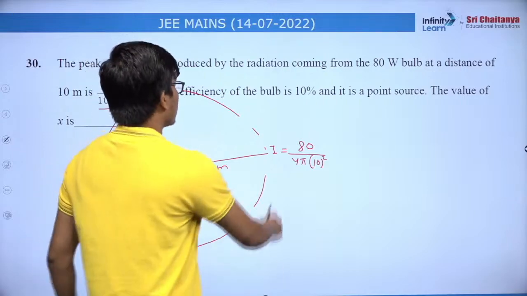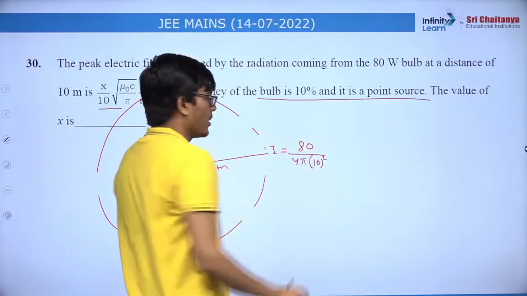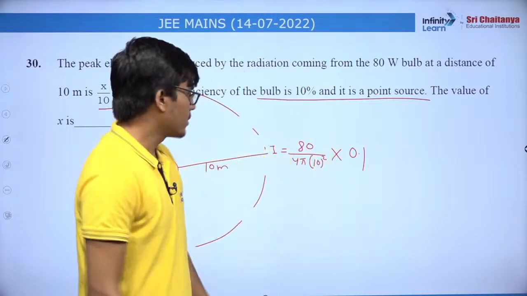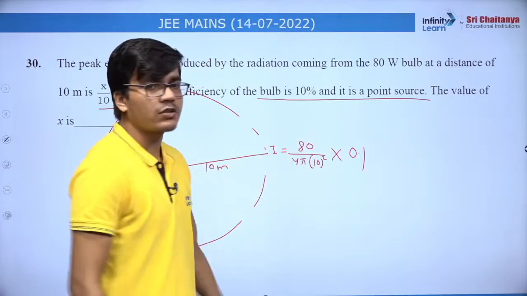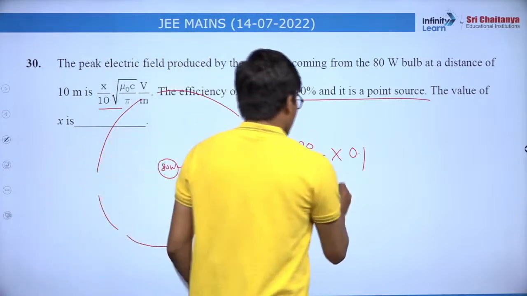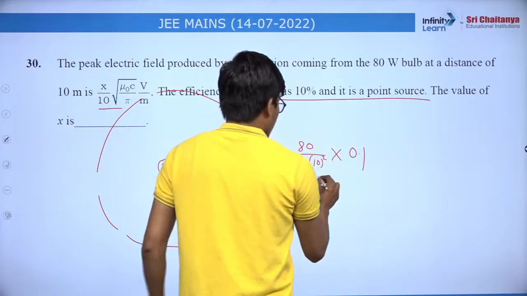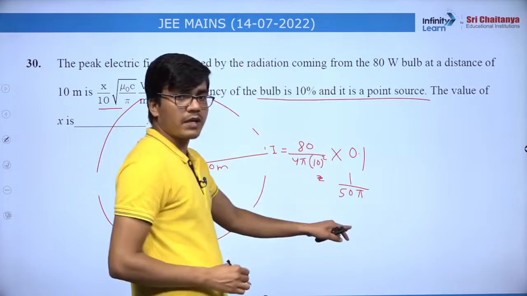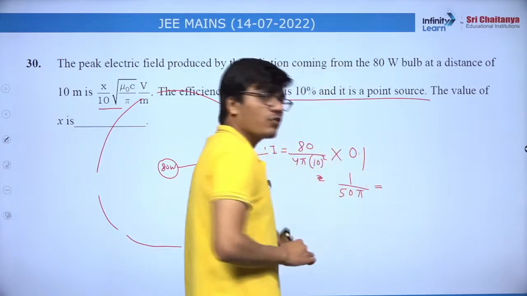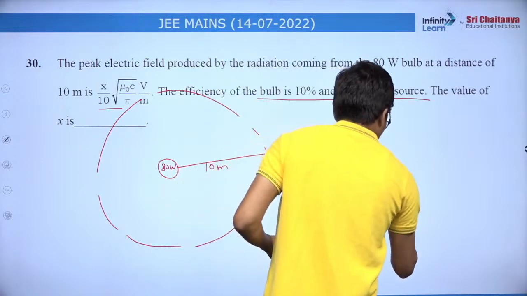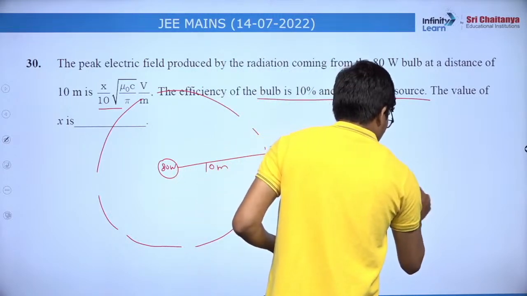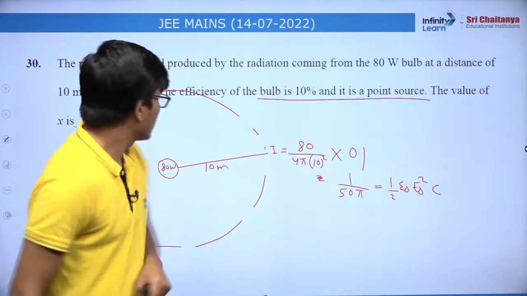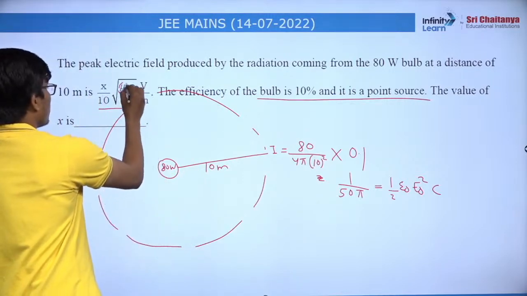But what is written here, the bulb has only 10% efficiency, means of this total intensity, only 10% is getting converted into electromagnetic wave. So this intensity times 10%, that is 0.1, right? So I can write this as 1 upon 50 pi. This is equal to the intensity of the electromagnetic wave, which is written as 1 by 2 epsilon naught E naught square into C. You need to find that E naught, but here you are having mu naught.